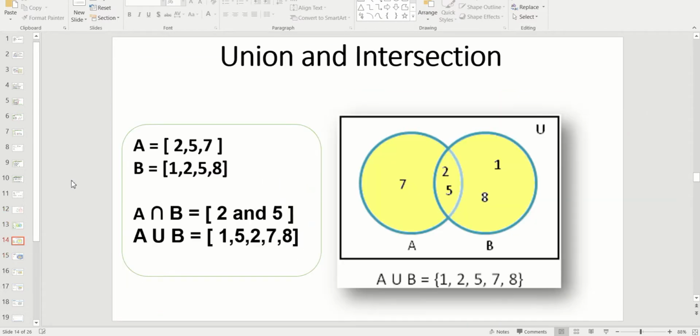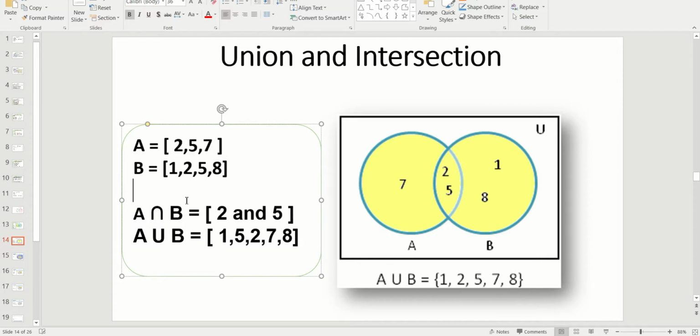I can easily give you another example of union and intersection. I have A having members 2, 5, and 7, while B has 1, 2, 5, 8. In the question it is like that: A intersect B. This is what we call it. We find the similarity between A and B, which is only 2 and 5. The other members are differences.